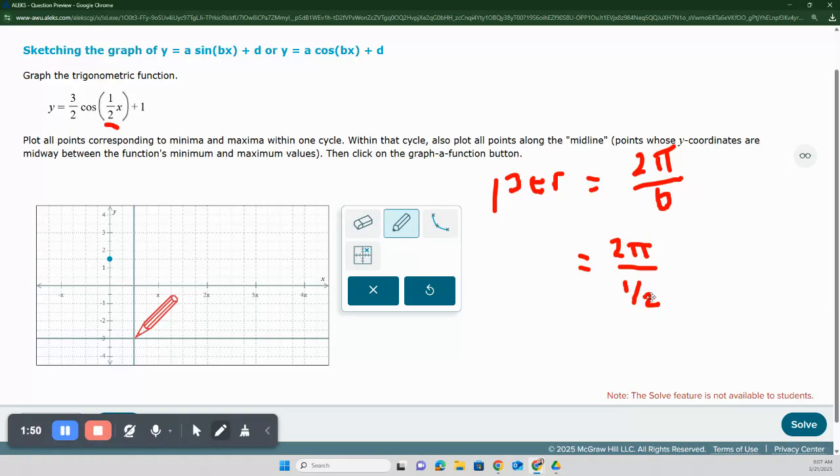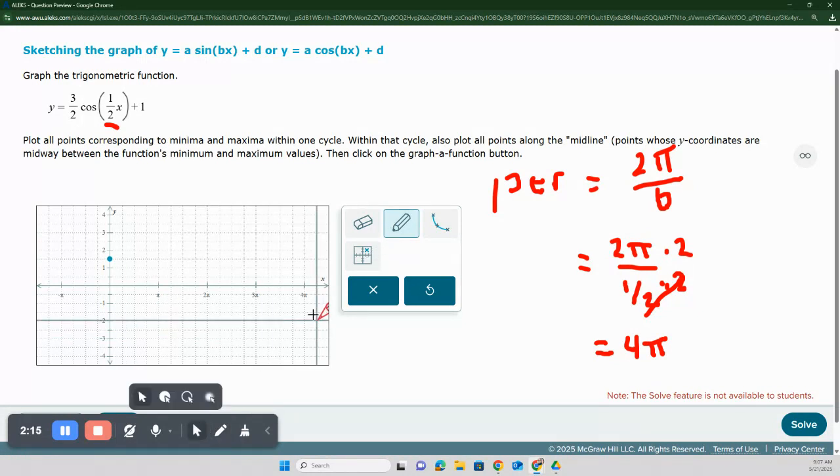Again, I don't like fractions inside fractions. So what I'm going to do is take this bottom fraction, look at the denominator, and multiply by 2 on top and bottom. That's a 2. That gets rid of this. And so on the top, I got 4 pi. On the bottom, I have 1. And 4 pi divided by 1 is just 4 pi. Okay? Meaning it takes 4 pi to make a full cycle.